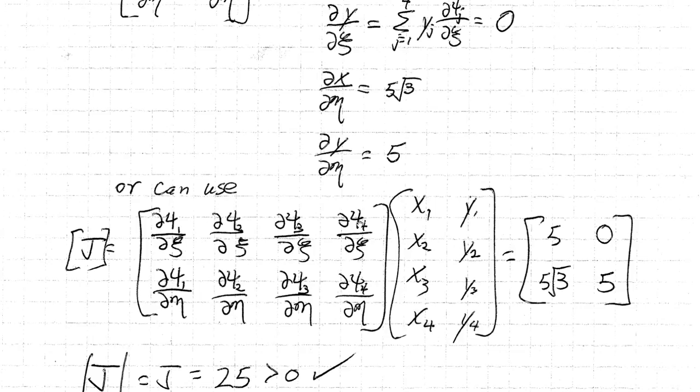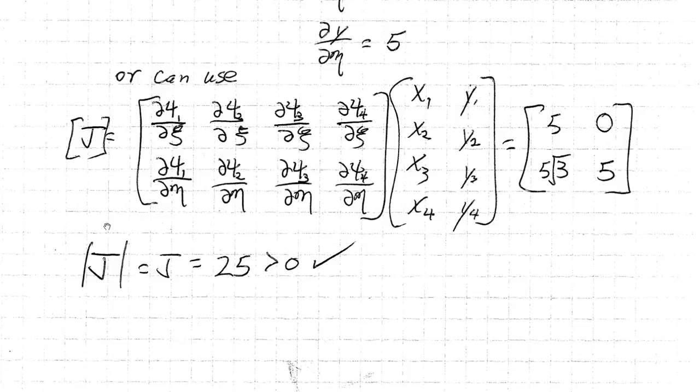Notice, same thing up here, right? 5 square root of 3, and 5. So if you take the determinant of this matrix, you get 25, and it's greater than 0, which means it'll be positive definite, and you can invert it to solve problems. And that concludes these examples.